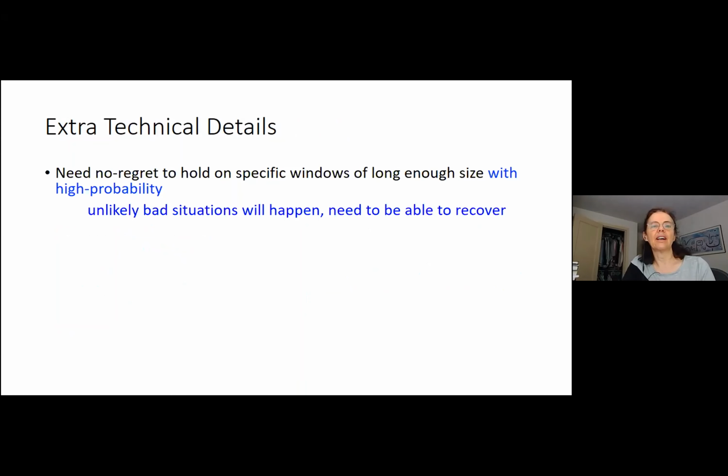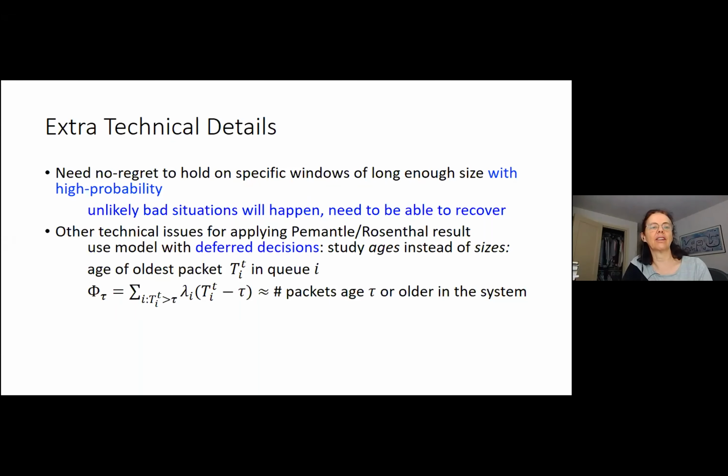For some technical details, and this is really getting swept under the rug here, what I needed is actually something a bit stronger for the no regret condition. I want the no regret to happen with high probability. This is because it's a queuing system. Super bad situations will arise, virtually certainly, and I need to be able to recover from them. I want to make sure that no matter how long you run it, nothing will go wrong, or not for long times.